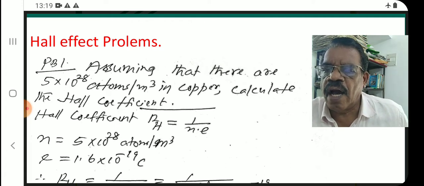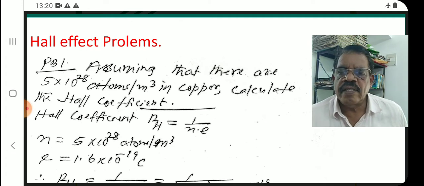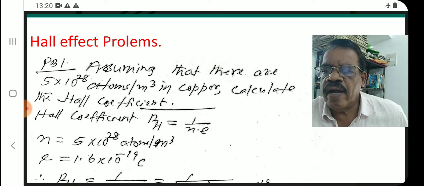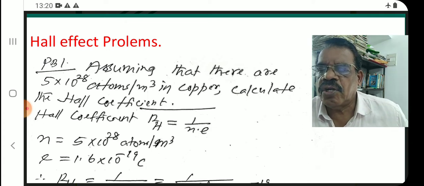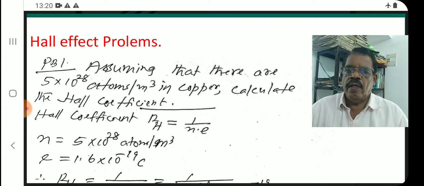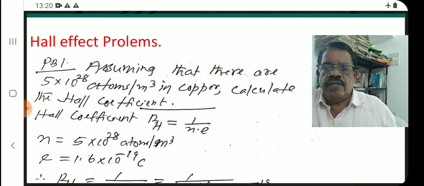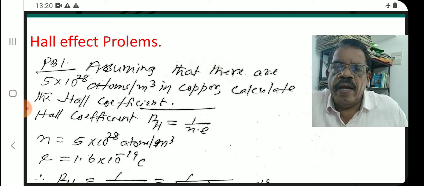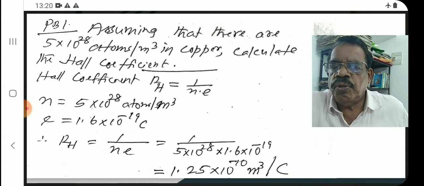This is the answer. Hall coefficient RH is equal to 1 by NE, where N is electron density and E is the electronic charge. So here given N is 5 into 10 raised to 28 in the question, and the electronic charge we know. Electronic charge is 1.6 into 10 raised to minus 19 coulomb. You put the values.